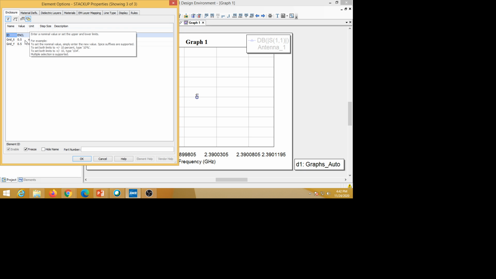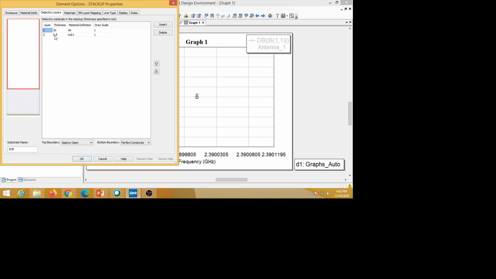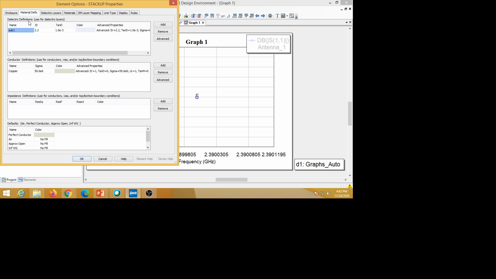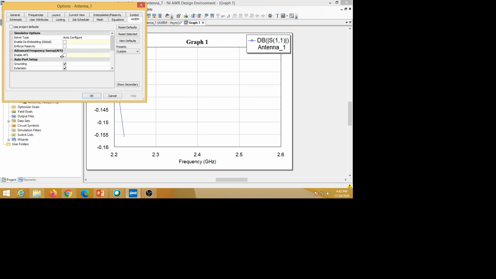Here one more thing is, it's 0.5 and 0.5 we have to take, and the remaining I have set here: substrate 0.5, material is 0.01, and here air is 30, and the material is 2.2, and it is 59 here. So this is okay. And one more thing you have to see here in the axim, this and this both should be enabled. Okay, and then you have to simulate.